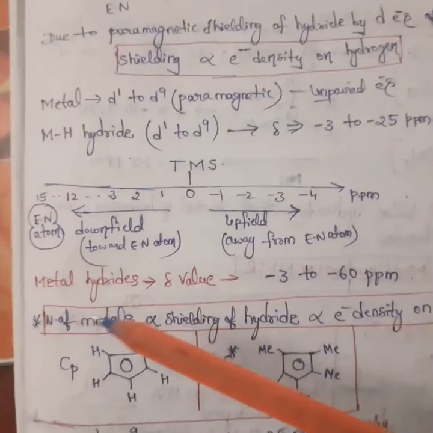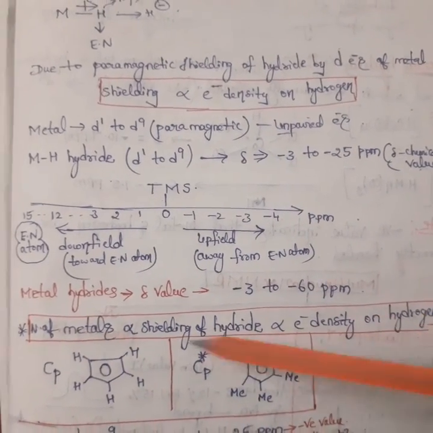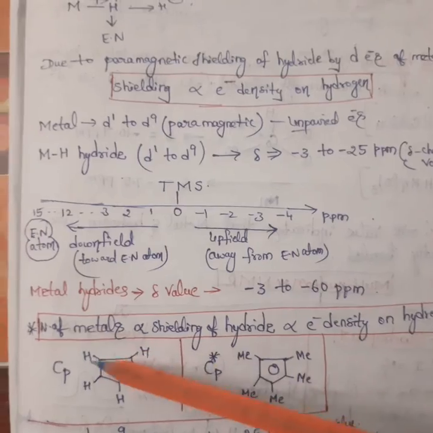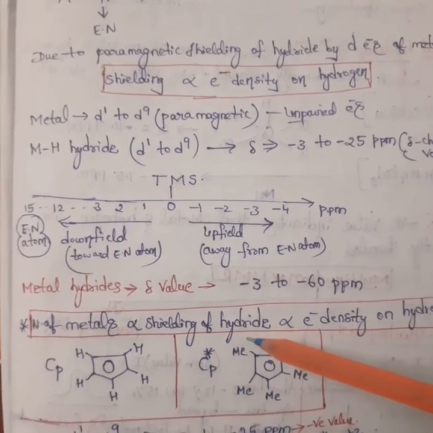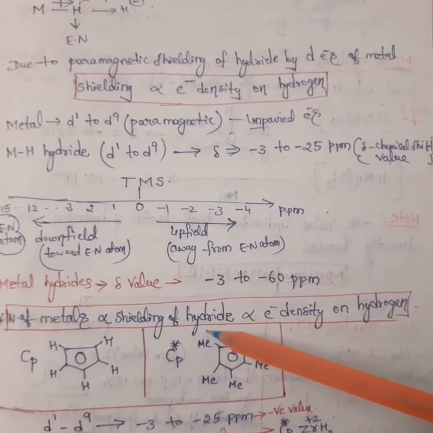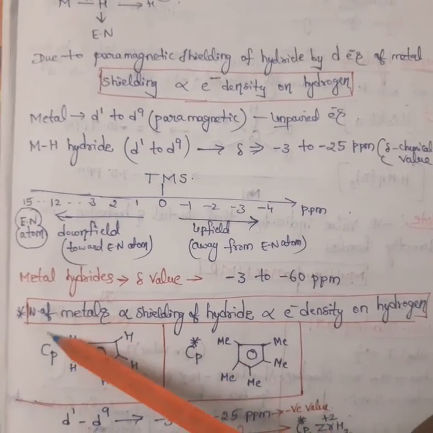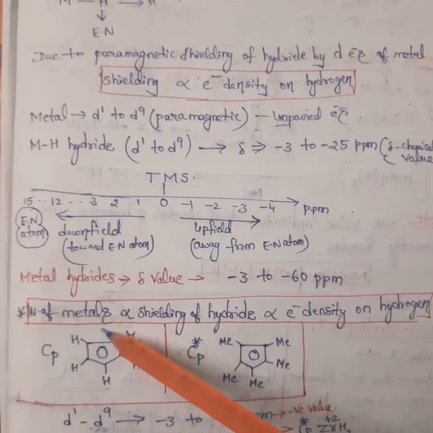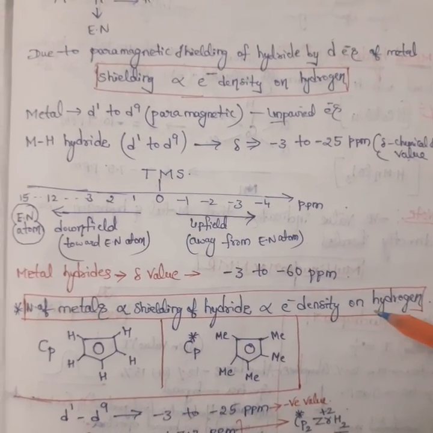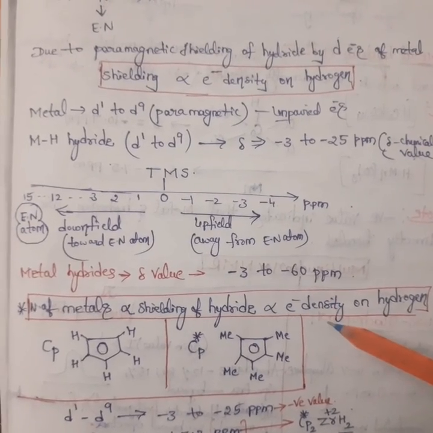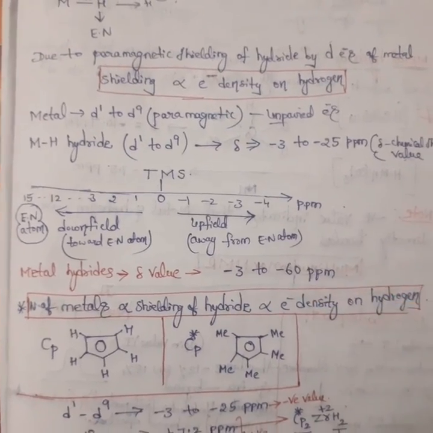Next, friends, from all the above points we have to remember this, and it is very easy to remember. If the number of metals increases, shielding of hydride increases. Shielding of hydride increases means electron density on hydrogen increases. If the number of metals is more, they donate electrons to hydrogen. That means electron density on the hydrogen increases. Electron density increases means shielding of hydride increases, so all are directly proportional.